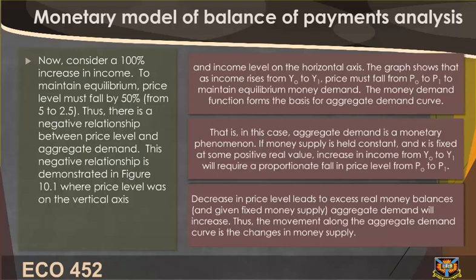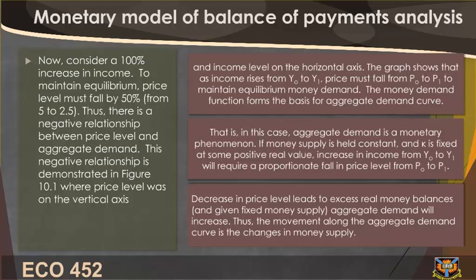The graph shows that as income rises from Y0 to Y1, price must fall from P0 to P1 to maintain equilibrium money demand. The money demand function forms the basis for the aggregate demand curve. That is, in this case, aggregate demand is a monetary phenomenon if money supply is held constant and K is fixed at some positive value.